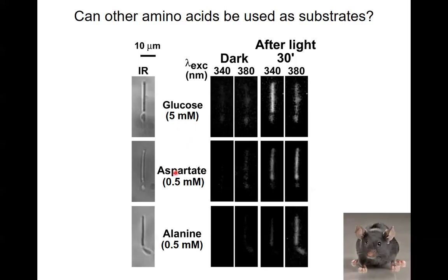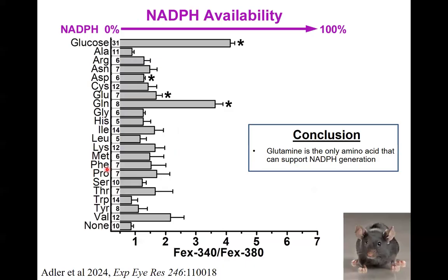And this is a couple of examples. Aspartate, maybe. Alanine, pretty bad. It does not seem to be doing much. And these are the results for different amino acids. What you see is glutamine, basically the same as glucose. This is 5 millimolar glucose. Everything else is at 0.5 millimolar, and this is with no substrate available.